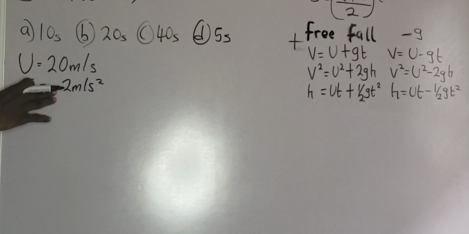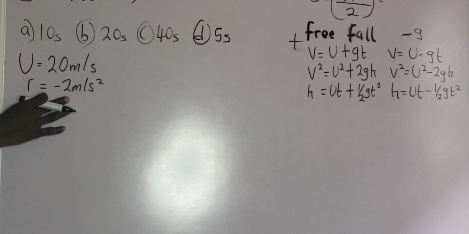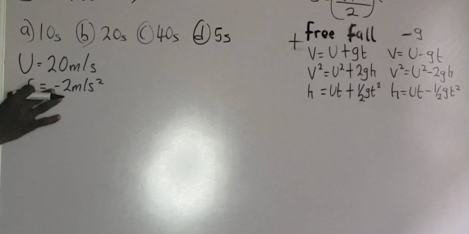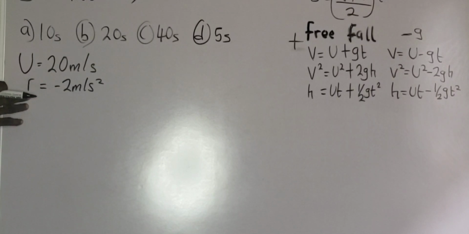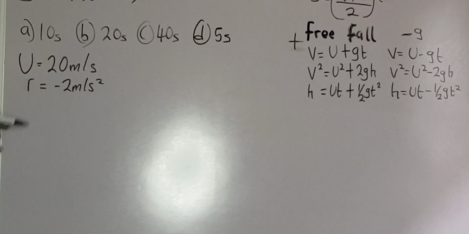The reason why I have minus here is because they gave me deceleration. Are you getting it? If they gave me acceleration, I'm not going to put this minus, because I have told you that deceleration is what? Negative acceleration. So this is the acceleration, and this makes it the negative that we have here, which makes it deceleration. You understand? So deceleration is negative, which is minus acceleration. Okay? So let us proceed.